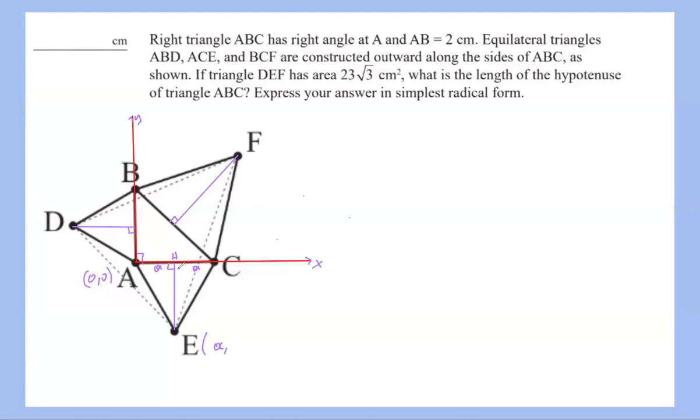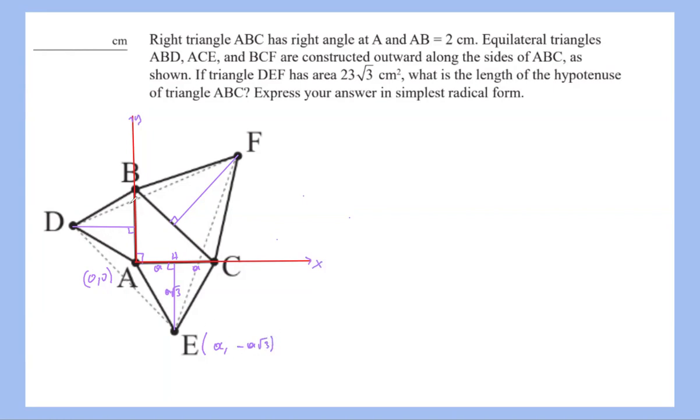Now I need to know this distance. This is 60 degrees, this is 30 degrees, and the side opposite 30 degrees is a, which means this distance has to be a times root 3. That gives the y coordinate, which is the same as this distance. It should be the negative version of that number because of the coordinate.